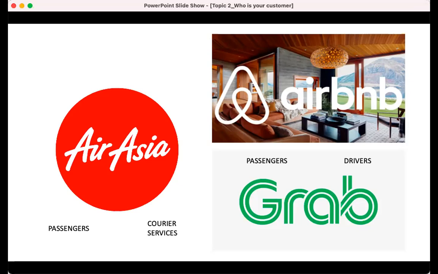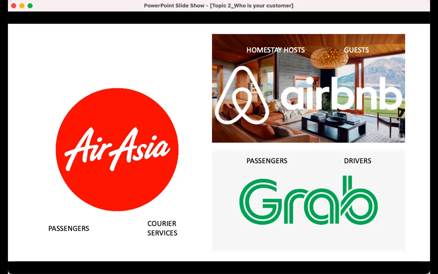Okay, let's go on to the next example, Airbnb. How many of you stayed in Airbnb before? I just stayed in one Airbnb last week. Okay, so their customer, very simple: homestay hosts. These are their customers. Why? Because Airbnb gets the homestay hosts to list their accommodation on their platform. And then their customers also include the guests.